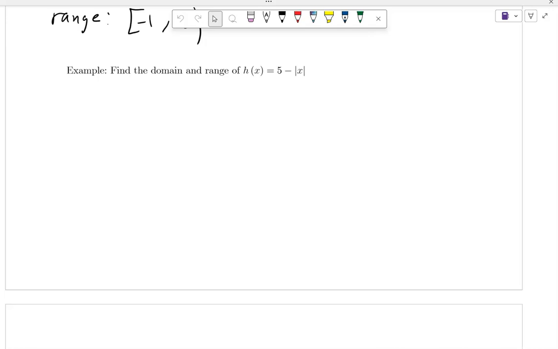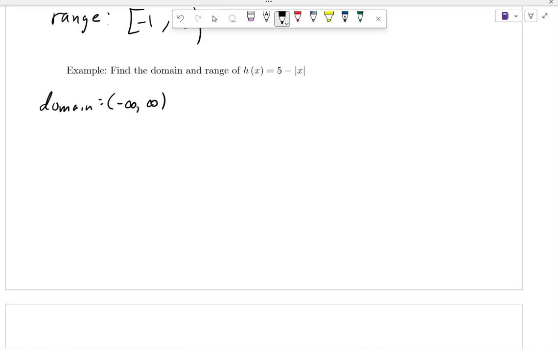All right, so this function is h of x equals 5 minus absolute value of x. Remember, absolute value of x basically takes a number you put in and takes away a negative sign if there is one. Any domain issues at all? No. So what's the domain going to be for this one? All real numbers, and in interval notation we use minus infinity to infinity with parentheses on either side.